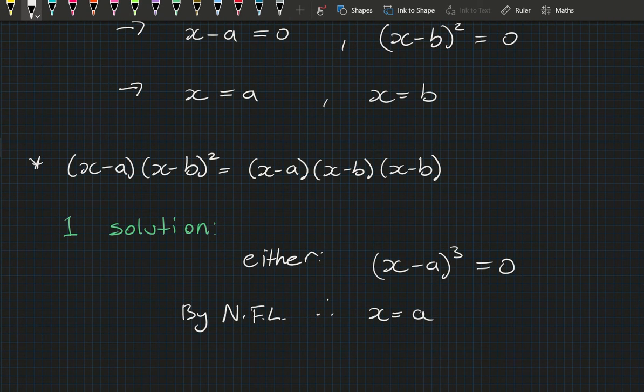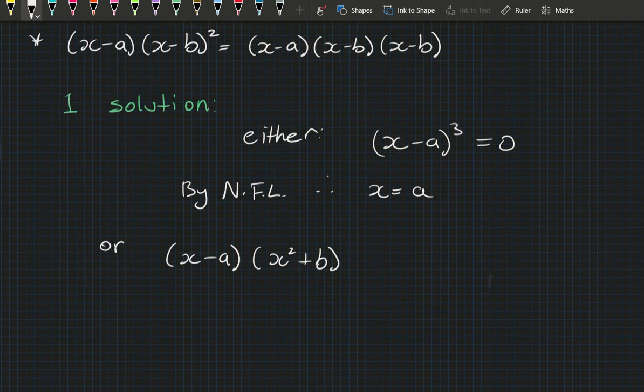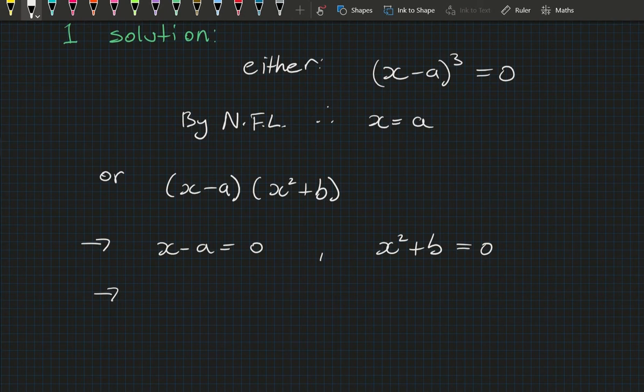But there's another possibility as well, and that is when you've got (x minus a) times (x squared plus b). And once again, using the null factor law, obviously x minus a is equal to 0 and x squared plus b is equal to 0. And the first factor is 0 when x is equal to a, so there's one solution.